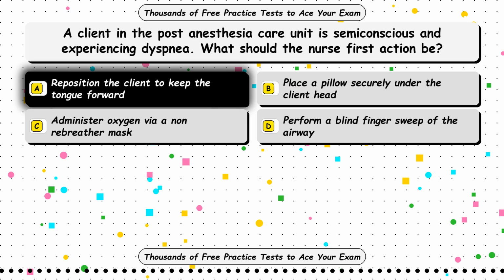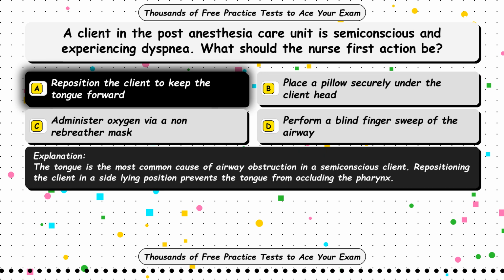The correct answer is option A, reposition the client to keep the tongue forward. The tongue is the most common cause of airway obstruction in a semiconscious client. Repositioning the client in a side-lying position prevents the tongue from occluding the pharynx.